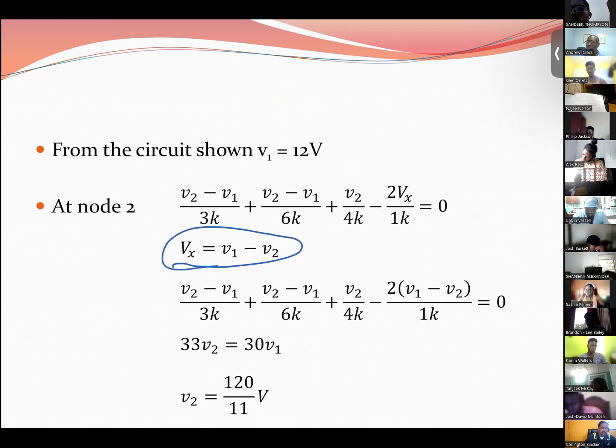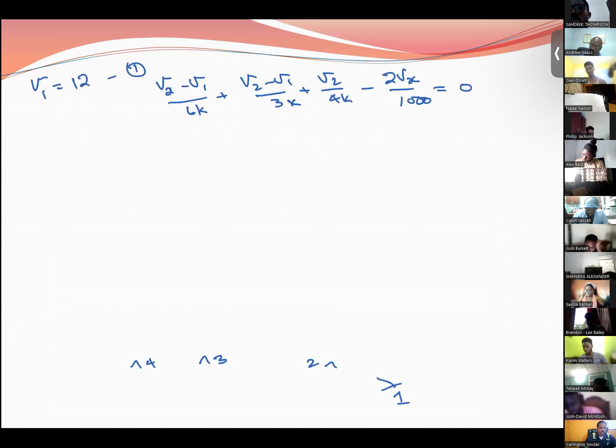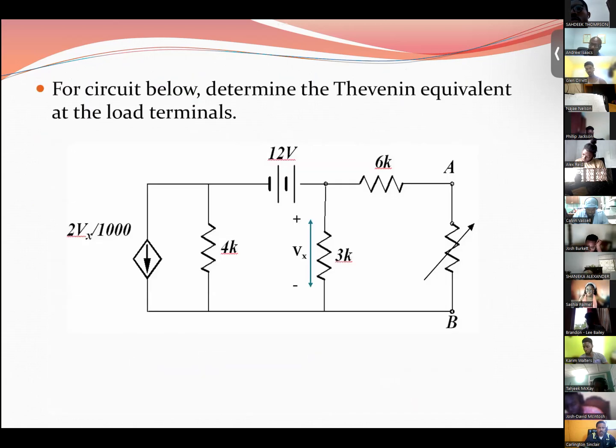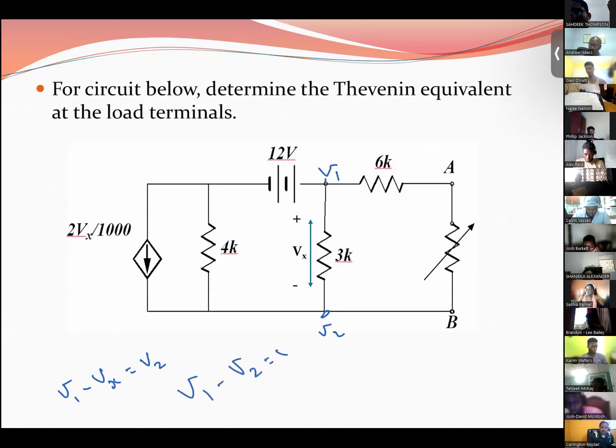So even though we're dealing with node 2, because Vx is given, let me go back so everybody knows what I'm talking about. That's Vx, and we have this as node 1 and this as node 2. Again, use the basics: V1 minus Vx equals V2, which means that V1 minus V2 equals Vx.